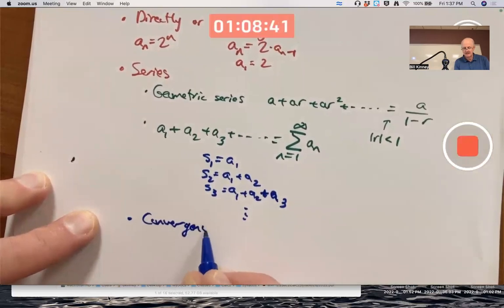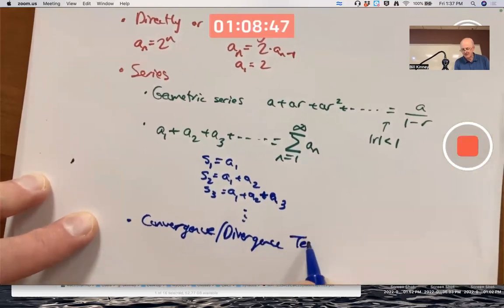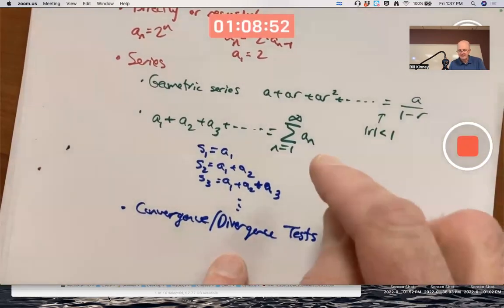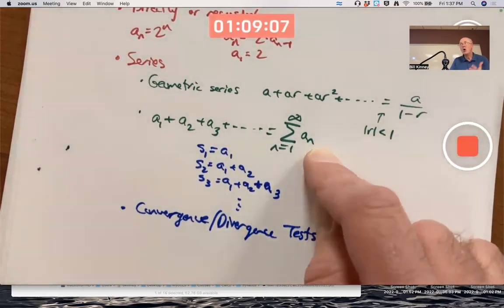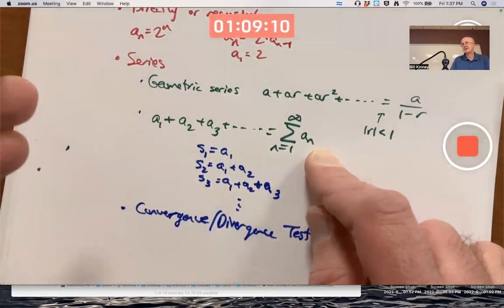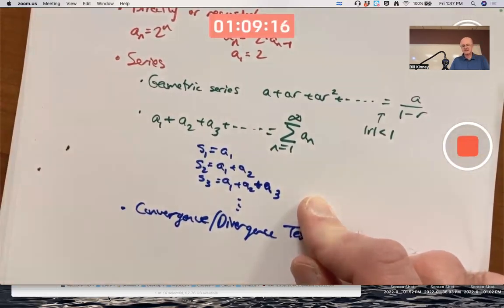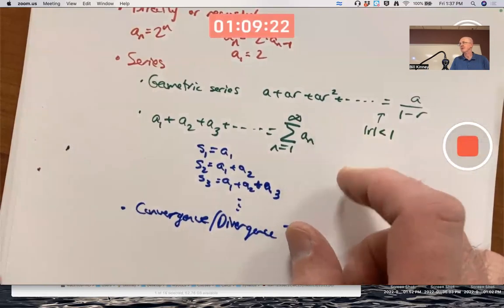Convergence/divergence tests. I have to go fast here. I'm just going to describe these verbally, but you should pay good attention. If the terms, the a's, go to 0, that doesn't necessarily mean the series converges. You need some other test. However, if you know the a's themselves don't go to 0, definitely the series diverges. That's called the divergence test. So that's the first one you should think about if the series is not obviously geometric or obviously some Taylor series.